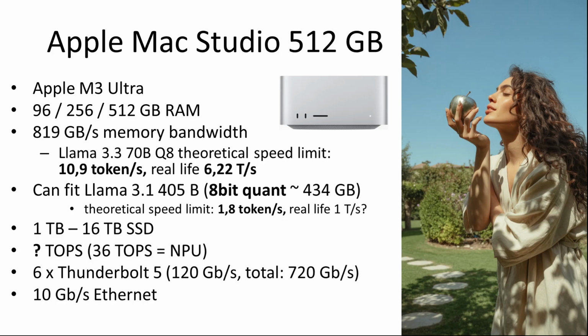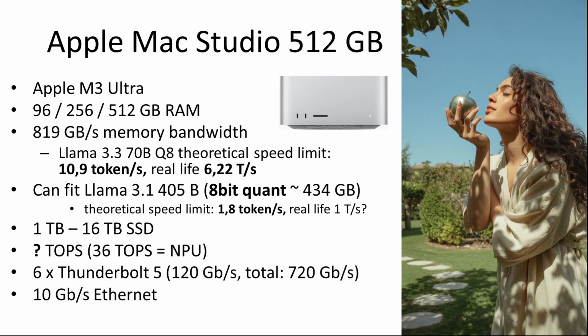Then the Llama 3.1 405 billion parameter model will fit, and it will fit in 8-bit quantization, which is roughly 434 gigabytes. It will barely fit. You will need to take into account how big your KV cache is, how big your context window is, etc. But the theoretical speed limit, if we calculate it for the 8-bit quant, would be 1.8 tokens per second. Extrapolating using the roughly 60% utilization for real-life tokens per second, we get to 1 token per second.